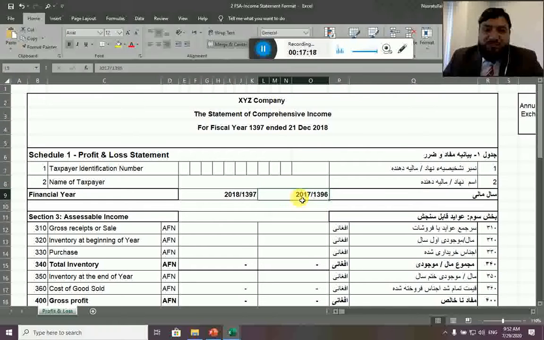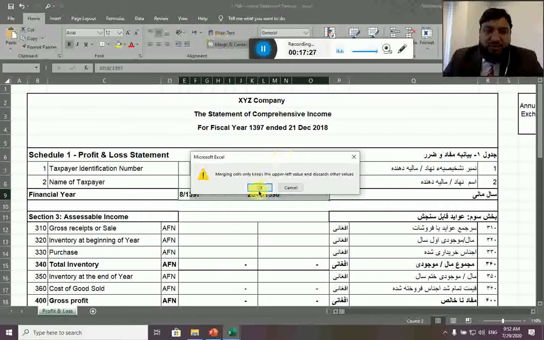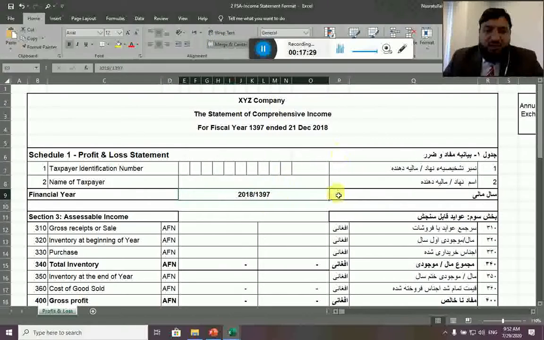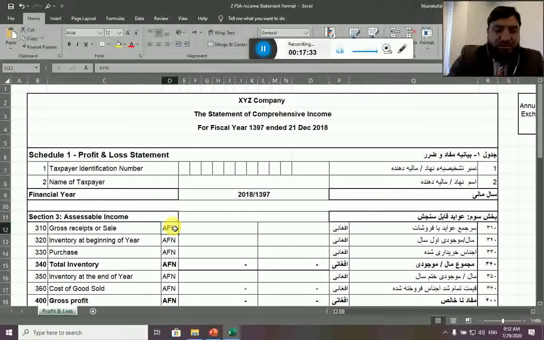This is not for 2 years. This is basically for 1 year, right? So let me merge it. This is for 1 year. Then on the income statement we can report both values. On one side we can report dollars, let's say USD. On the other side we can report Afghani for the same year, right?